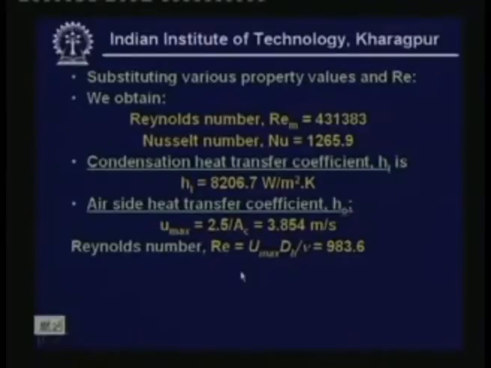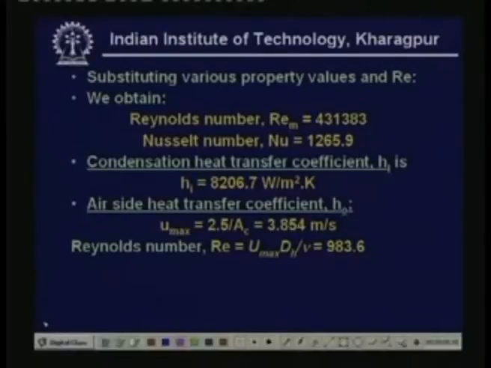Then we find the Reynolds number. Reynolds number is u max into hydraulic diameter divided by nu. So whatever we have calculated, the hydraulic diameter and all will be used now. We know the hydraulic diameter value, we have computed this. This is the kinematic viscosity, and u max is the maximum velocity, that is 3.854 meter per second. So we substitute that, and you find that Reynolds number is 983.6.